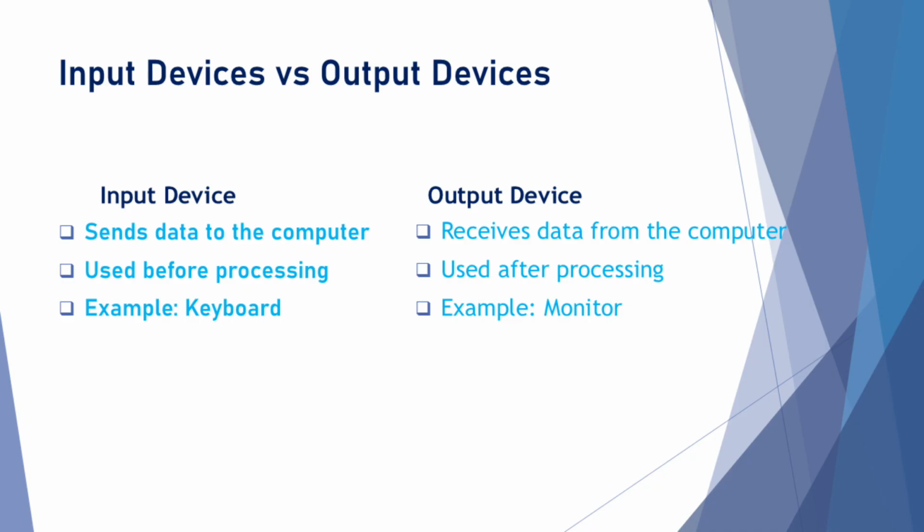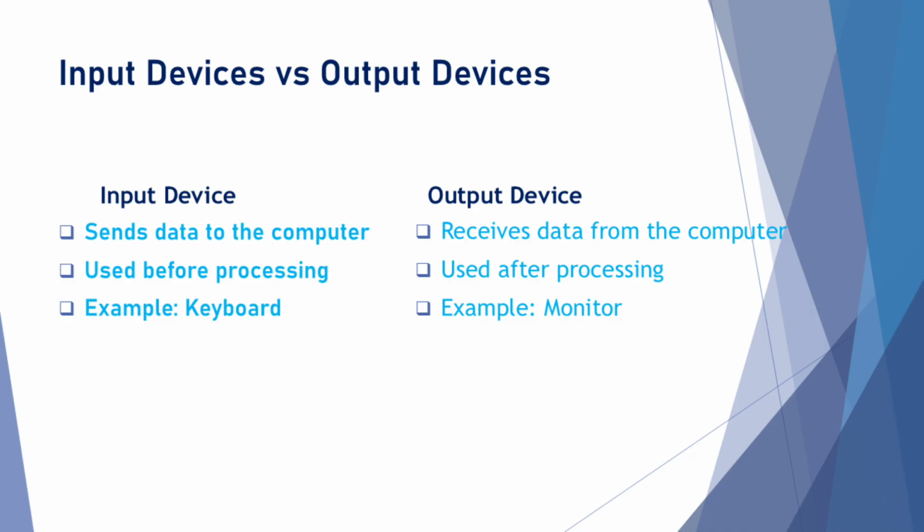Processing is done within the computer, which we will see in the later classes, okay? So before processing, input devices are used because they provide data. Output devices are used after processing because they display the result. So once the computer processes the data, it gives out the output.